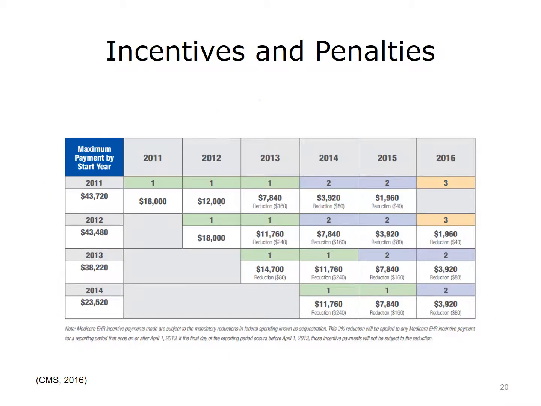The incentives are a fixed dollar amount for the initial years, while the penalties for not meeting the requirements are in the form of a several percentage point decrease in the reimbursement payments from the Centers for Medicare and Medicaid Services, CMS. The grid outlined in this slide indicates the incentives per year that an eligible provider can receive when starting the program in 2011, 2012, 2013, or 2014.